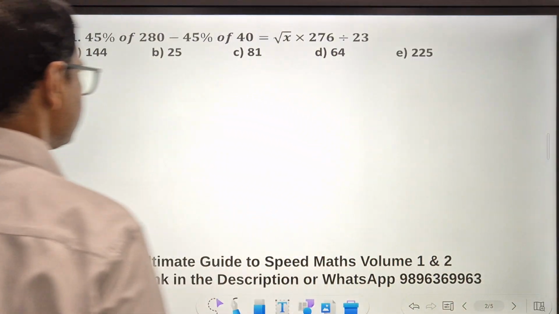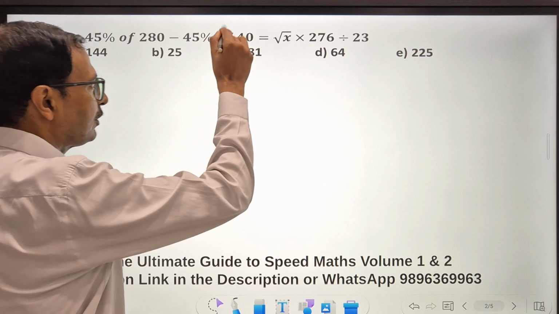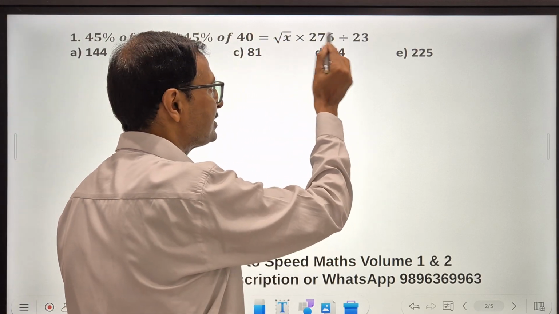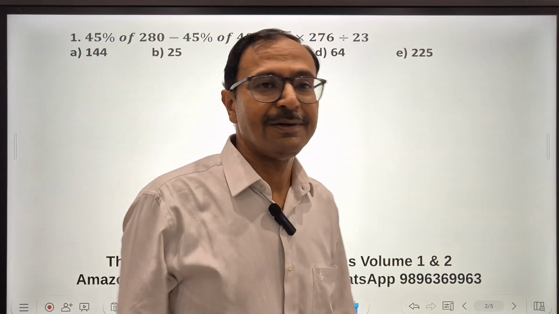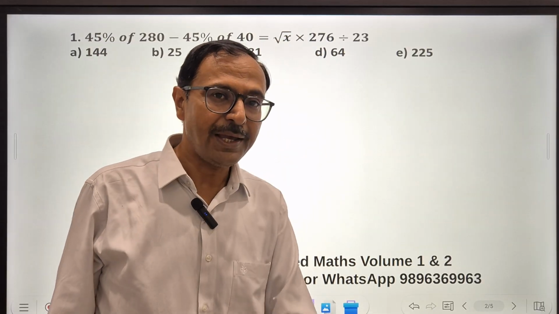Here we have the first question. You can go through it. 45% of 280 minus 45% of 40 is equal to root x times 276 divided by 23. Oh, big calculation, right? And we have to find the value of x.